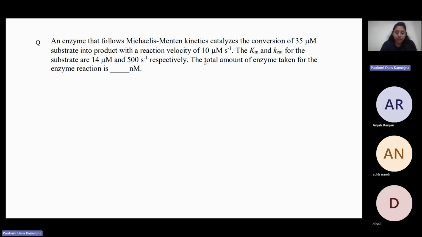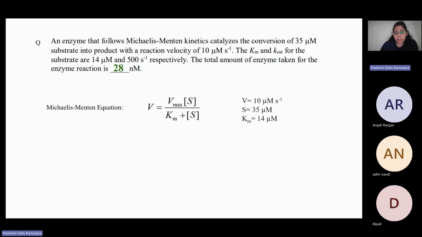Okay, I will show the answers. Meanwhile, if someone is still attempting, they can check where they were and if they are going in the correct direction. As you have written 28, which is the correct answer. And as we've already said, it's basically the same equation that we used in the previous question. So V is equal to Vmax into S divided by Km plus S. And we have these values given to us already in the same unit, so we shouldn't worry. We can directly substitute and we get the value of Vmax.